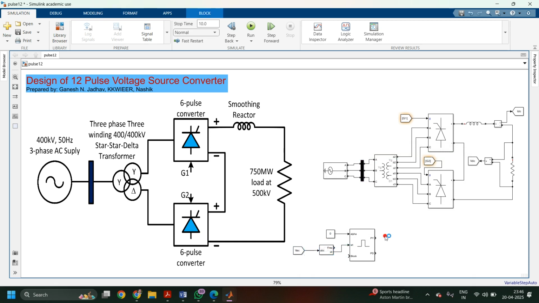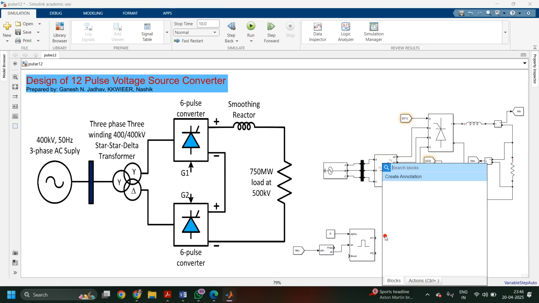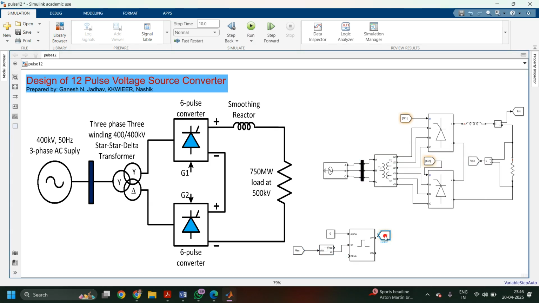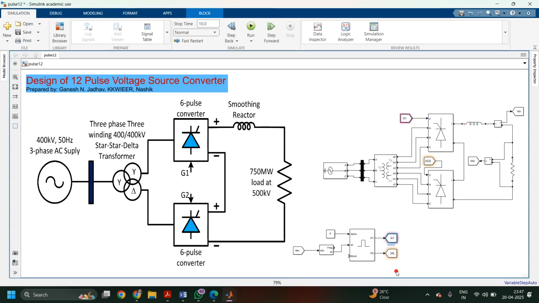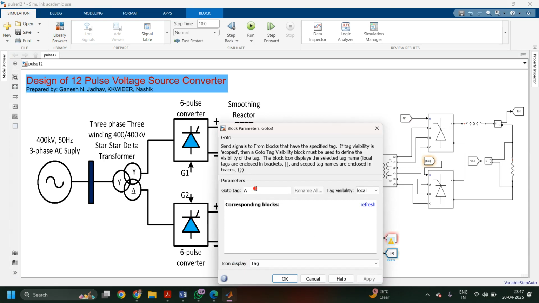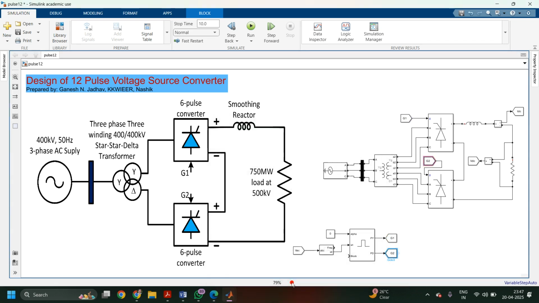Now the gate pulse from the pulse generator is given to gate 1. So take the Goto block. Then the first gate pulse, rename with G1. Make this variable global. So it will connect to this block. It is highlighted. Next, G2. Make this variable again, tag visibility as global. So the G1, G2 pulses are connected.